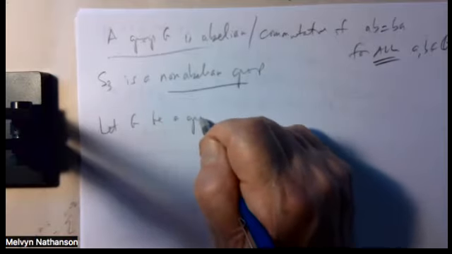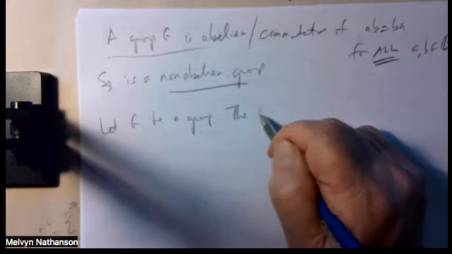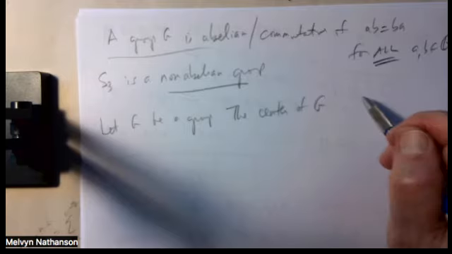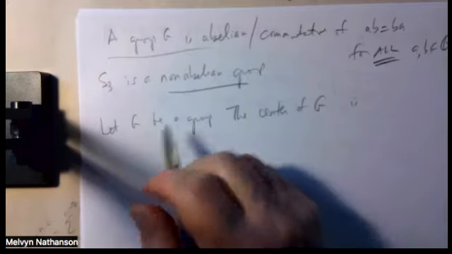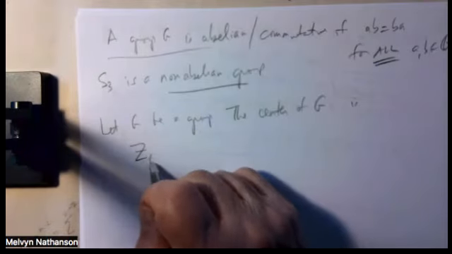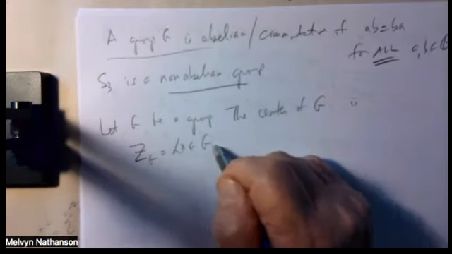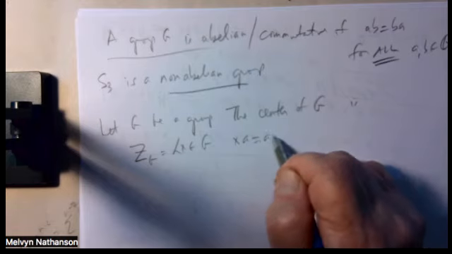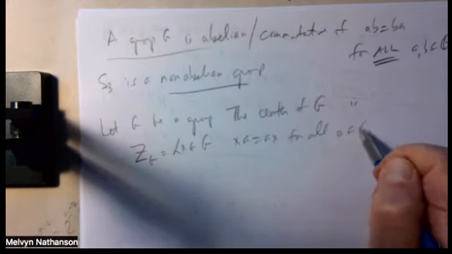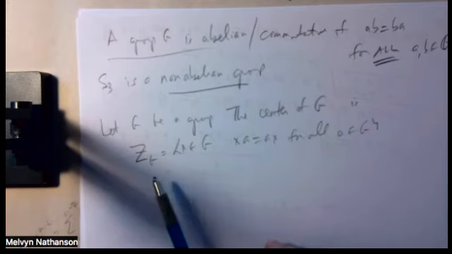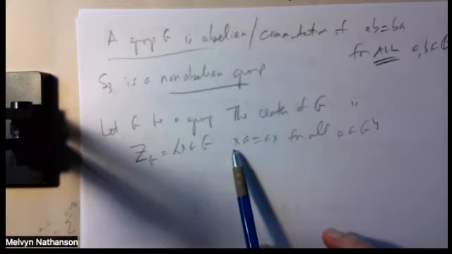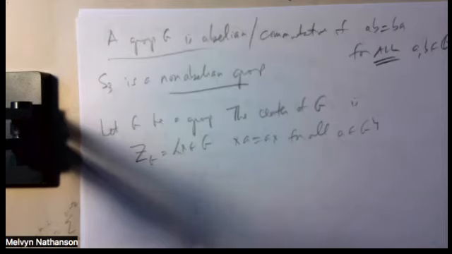So let G be a group. What is called the center of G is the set Z_G, which is all elements in the group which commute with every element of the group, such that xa equals ax for all a in the group. So not all pairs of elements in the group commute, but you might have some elements x such that x commutes with everything. xa equals ax for all a in the group.